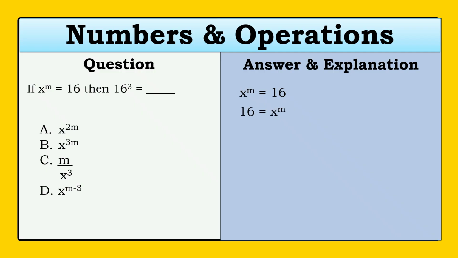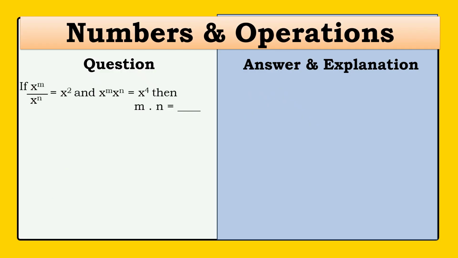So 16 is equal to x to the m. Substitute 16 is equal to x to the m. So we have 16 to the cube is equal to the quantity of x to the m raised to the exponent of 3. Apply the power rule. So we have x to the 3m. And our final answer is letter B.